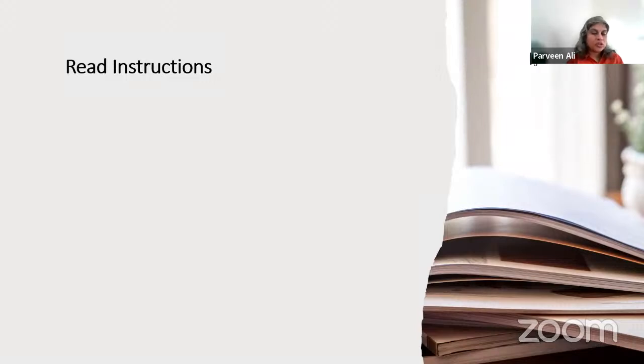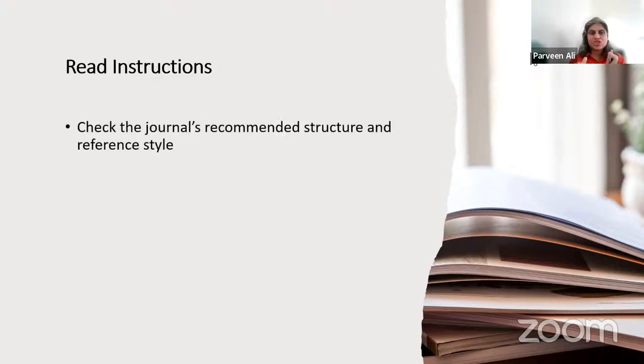Okay, so you've identified a journal and you're happy with that. Now the next thing is to make sure you read the instructions. The majority of manuscripts get rejected from various journals because the authors have not looked at the author's guidelines, and they have not prepared their manuscript in the journal's recommended structure and reference style. Most studies which get rejected, this is the number one cause. So make sure that you check the journal's recommended structure and reference style, abide by it, and prepare your manuscripts according to that.